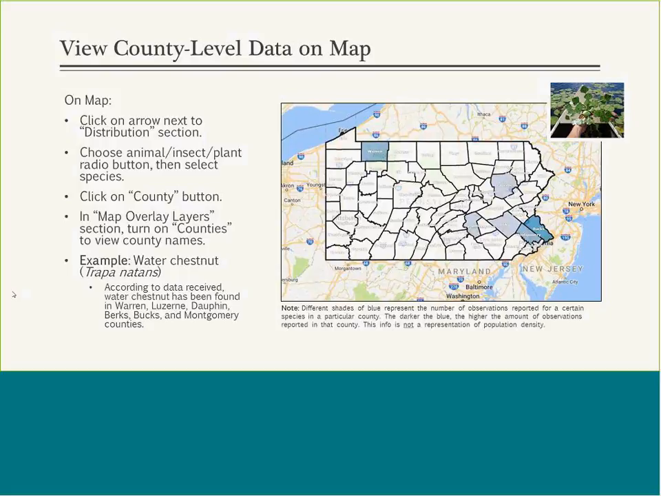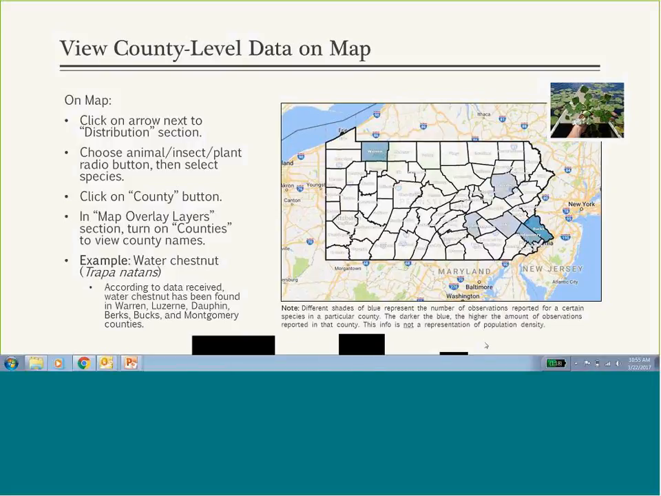To understand that a little better, if you turn on the county layer, it's going to label those counties for you so that you can understand which county is which. Also, as a note, the different shades of blue you're noticing in the screenshot represent the number of observations that have been found in each of those counties. The darker the blue, the higher the number of observations reported there. So understand, this is not a representation of population density.